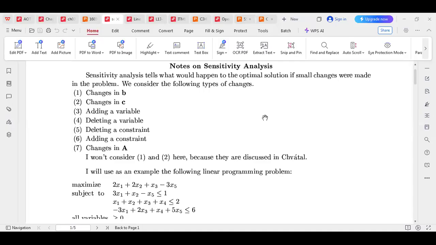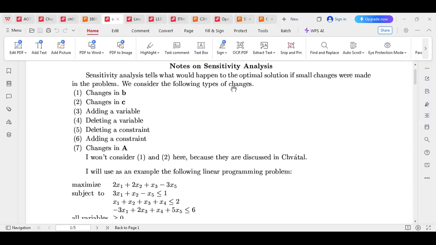So actually, what is sensitivity analysis in a linear programming problem? Sensitivity analysis tells us what would happen to the optimal solution if small changes, that means a little bit of changes, were made in the problem.